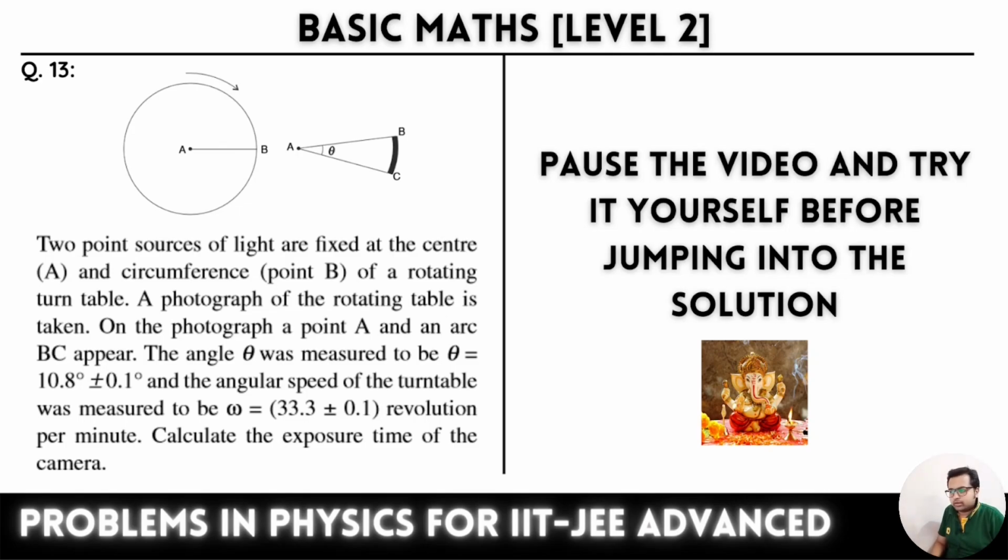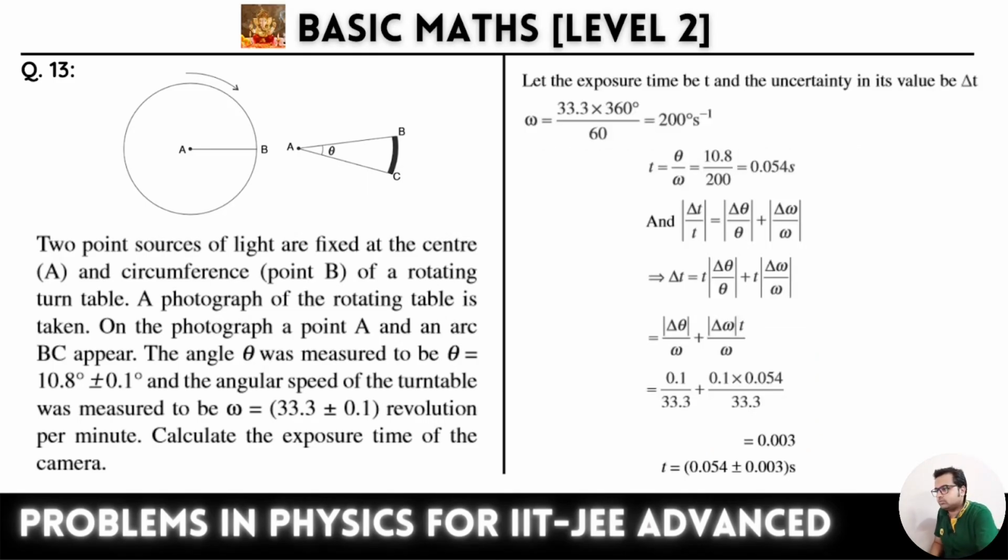Please pause the video and try it yourself before jumping into the solution. Okay, I hope you came up with the solution. Let the exposure time be t and the uncertainty be delta t, because definitely there may be some uncertainty. Omega is given as 33.3 plus or minus 0.1, so we take omega to be 33.3 revolution per minute.